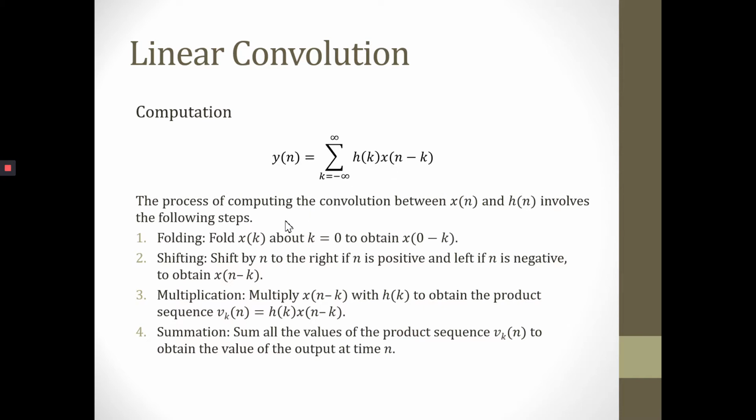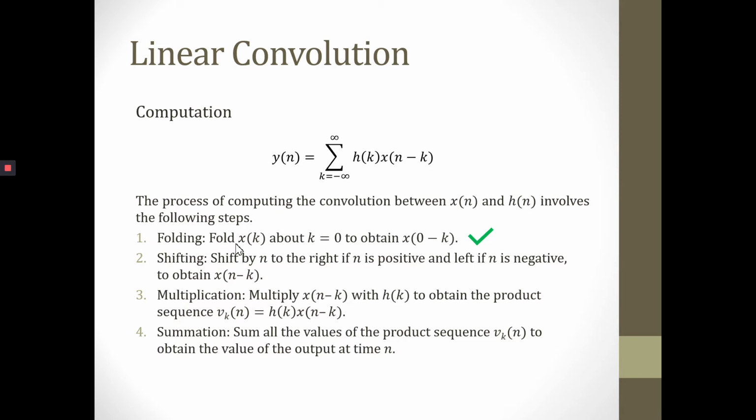So the process of computing the convolution between x[n] and h[n] involves the following steps. The first one is folding. Since we want to shift the value of the signal x, we need to fold the x signal. In this case, we label it as k. We fold this signal x about k equal to 0 to obtain x[0 minus k], where n is the integer shift of signal x.